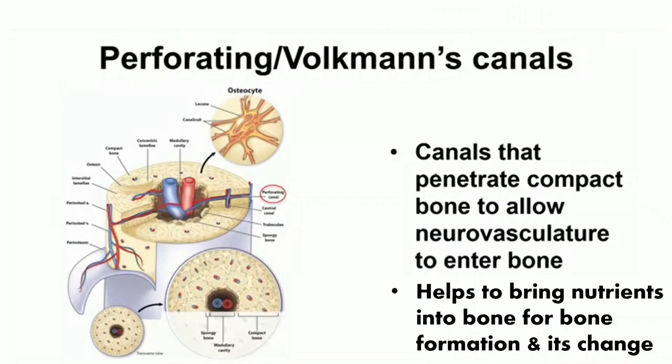Next one is the perforating or Volkmann's canal. These are the canals that penetrate compact bone to allow neurovascular structures to enter the bone. In the structure, as you can see at the side of the bone, there is a canal-like structure, with red and blue lines, a tube-like structure. That is what your Volkmann's canal is. These perforating canals help bring nutrients to the bone for bone formation as well as bone change.